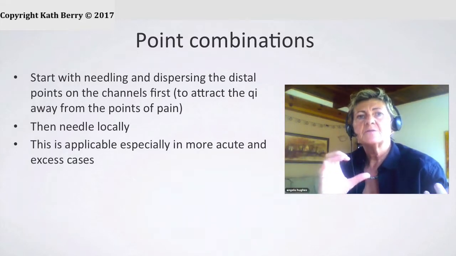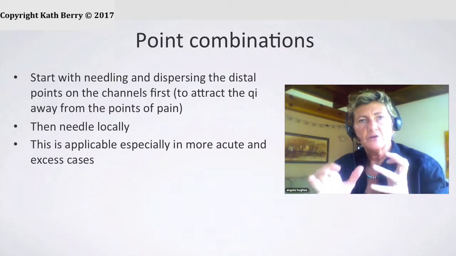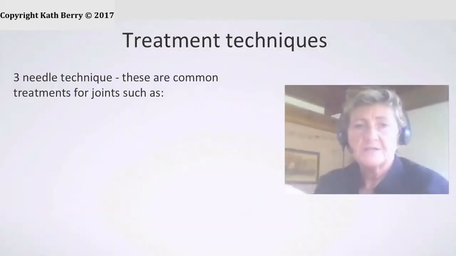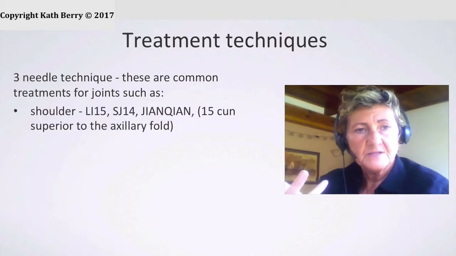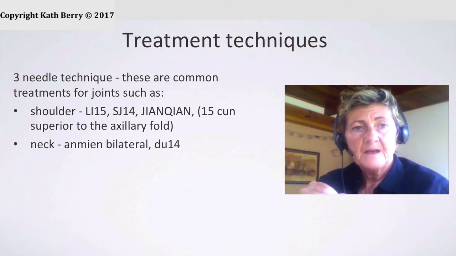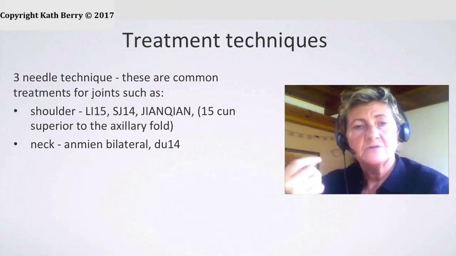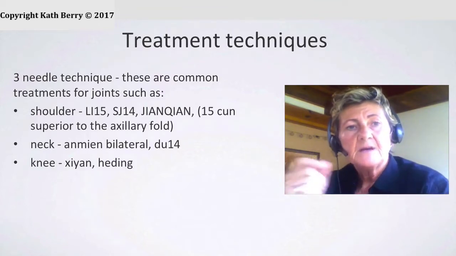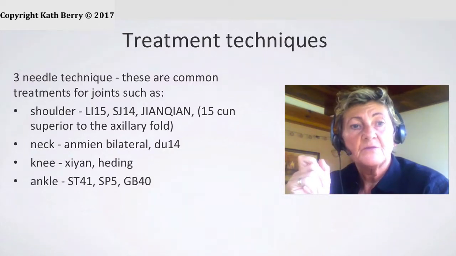This is particularly applicable in acute excess conditions. What is often seen is a 3-needle technique. For the shoulder, for example, LI 15, Sanjiao 14, Jianqian. For the neck, bilateral Anmian and Du 14. For the knee, Xiyan and Heding. For the ankle, stomach 41, spleen 5, gallbladder 40.